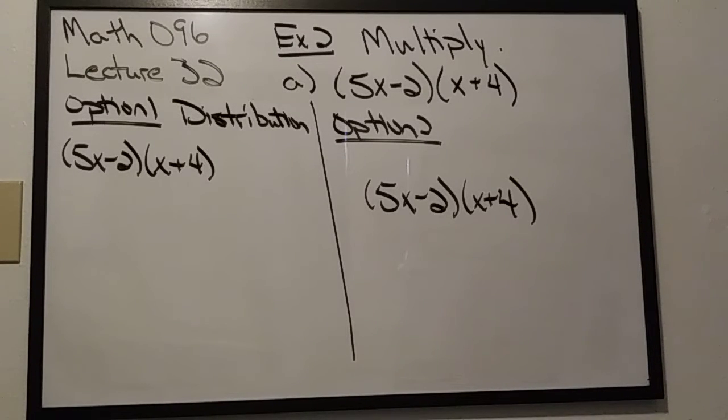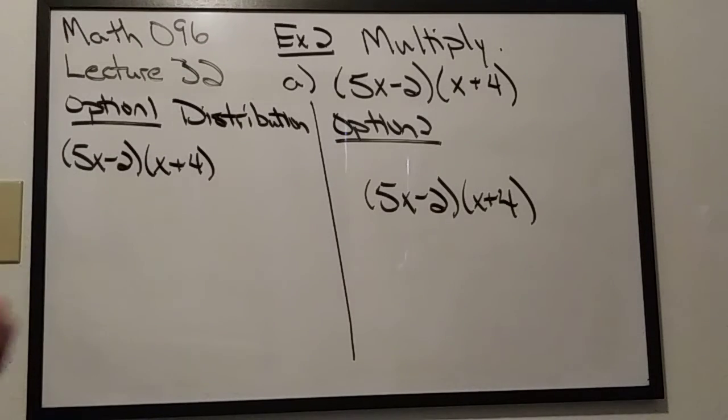Welcome to Math 096, Lecture 32. Last time in Lecture 31 we talked about multiplying polynomials, but in that world we only multiplied where one of our polynomials was a monomial. Today we're going to check out what happens if we're looking at problems that don't involve monomials.